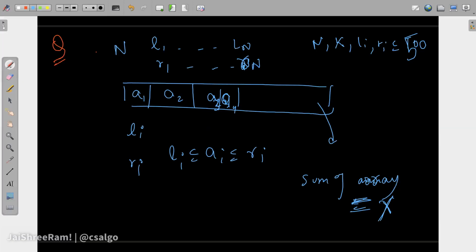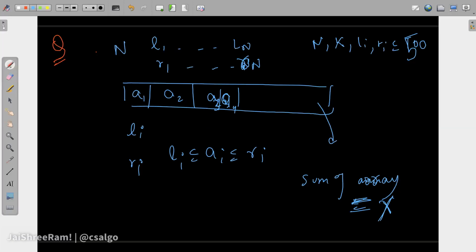Can you relate this to some problem that you have already solved? In fact, we have solved that in today's session itself. So we have solved that problem in today's session itself. What is it? Yeah, knapsack.